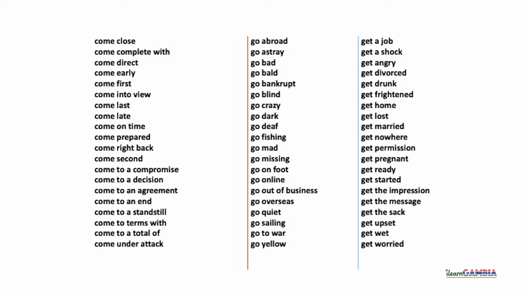He gets lost when he was coming. He gets married. He gets nowhere. He gets permission to leave. She gets pregnant. Get ready. Get started. Get the impression that you can do it. Get the message at the right time. Get the shock. Get upset. Get wet and get worried. You can see all these words can collocate with the verb get because they have been frequently used in the English language. So we move on.